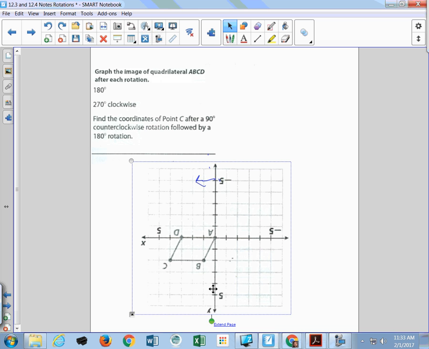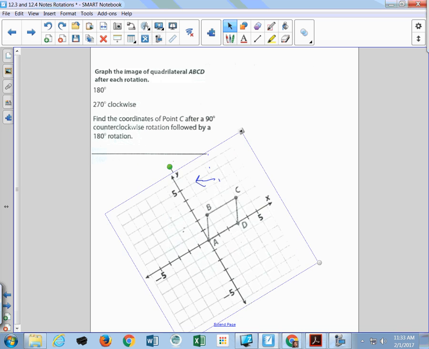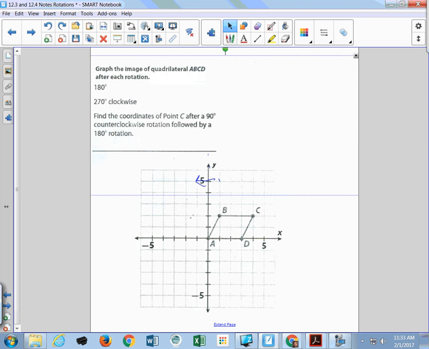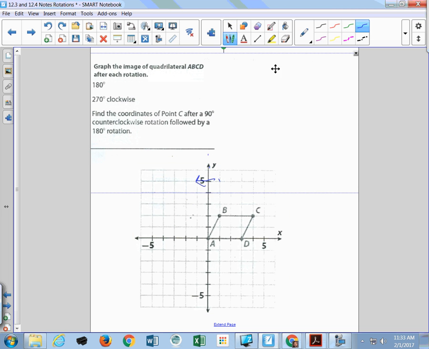Now the thing we didn't do was select a point. We don't want to do A because A is going to be in the same spot. Let's pick B. And it's best to go ahead and write these down. B is at 1, 2. C is at 4, 2. And D is at 3, 0.